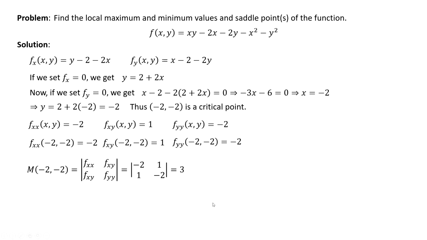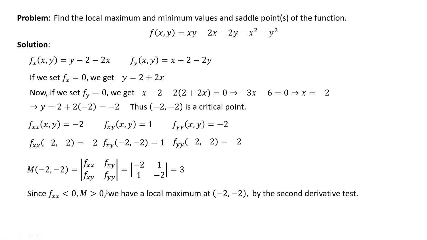Cool. The idea of figuring out all the second derivatives is so that we can find that M as the determinant. Okay. And so since f sub xx is less than 0 and M is greater than 0, going back to that, keep that particular sheet handy. The three conditions: M is greater than 0 and f sub xx is greater than 0, M is greater than 0 and f sub xx is less than 0, and M is less than 0. We have a local max, M is greater than 0 but f sub xx is less than 0, right? By the second derivative test.